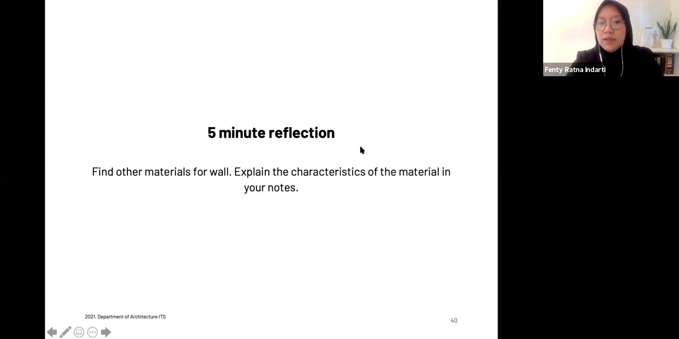Don't submit it yet. I will ask you to submit at the end of the lecture. So try to find another type of wall material that is available and used. Try to put down the characteristics of that wall. You can add any additional contextual information, such as which buildings it is used in and where it is located. So you try to search for another type of material for walls.